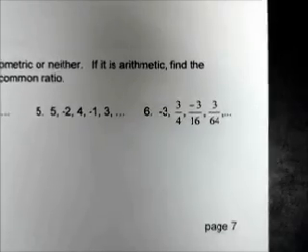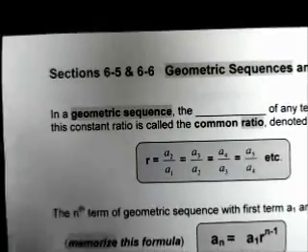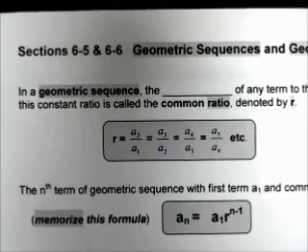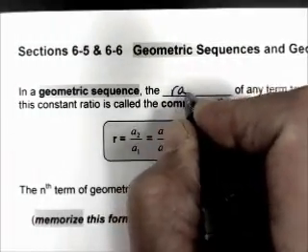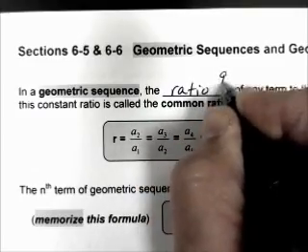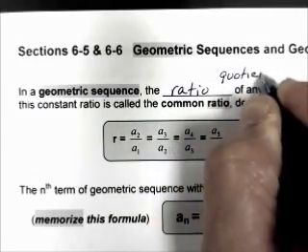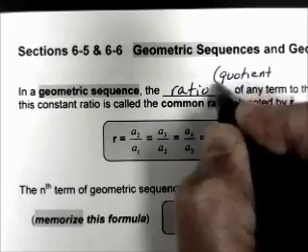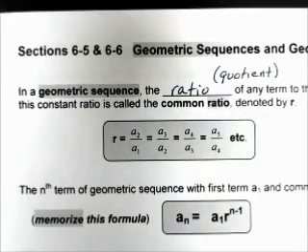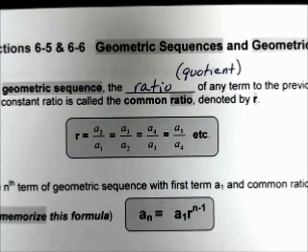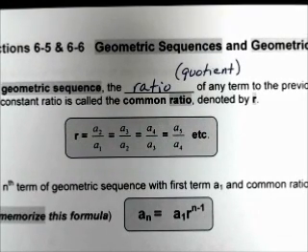Today we're on page 7 of our chapter 6 notes, geometric sequences. In a geometric sequence, the ratio, think of quotient, the ratio of any term to the previous term is a constant, and this constant ratio is called a common ratio, denoted by lowercase r.